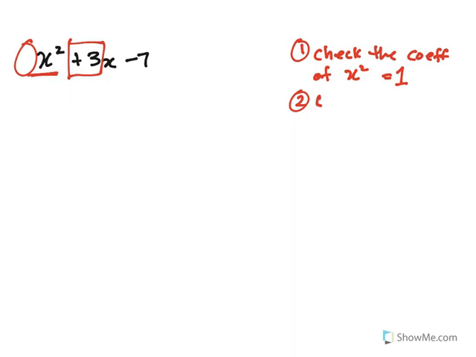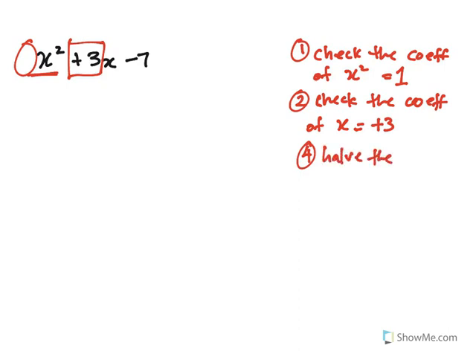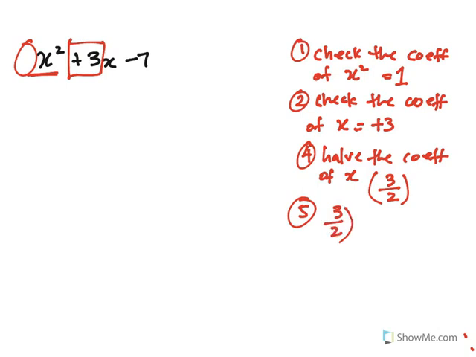you check the coefficient of x. So in this case, you have plus 3 as the coefficient of x. So step 4, once you have that, you need to halve the coefficient of x. So you have 3 over 2, so you've halved it. Okay, we would like to put it in a bracket because step number 5, you need to square it. So we just need to square it first.